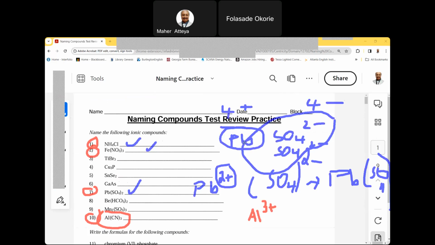So it will be lead 4 sulfate, because lead has 2 predominant charges, multiple charges, +2 and +4. So that will be lead 4 sulfate.